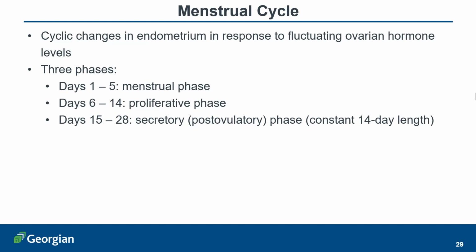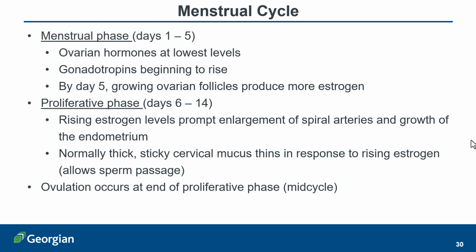There are three phases: days 1 to 5, which is the menstrual phase, days 6 to 14, which is the proliferative phase, and days 15 to 28, which is the secretory phase. The menstrual phase, days 1 to 5, occurs during menstruation when the ovarian hormone levels are at their lowest concentration. At this stage, the gonadotropins, GnRH, start rising along with LH and FSH. By day 5, the growing ovarian follicles start to produce more estrogen, leading to more growth of the ovarian follicles.